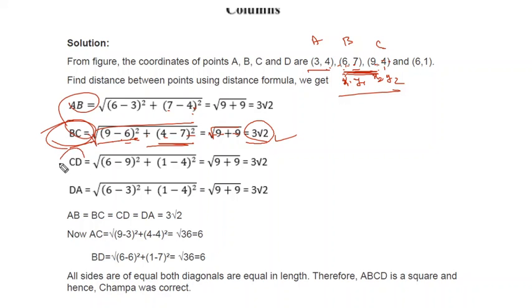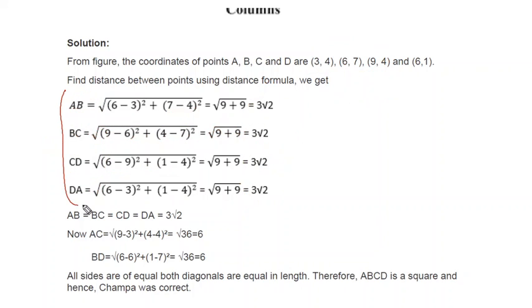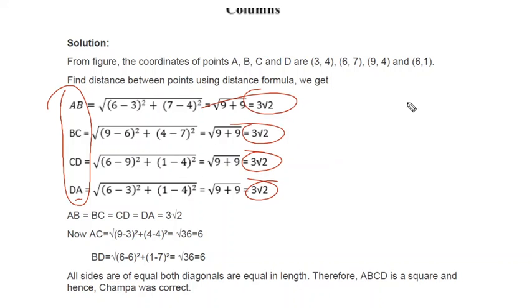Similarly we have to find the lengths of CD and AD. Then they will also be 3 root 2 and 3 root 2. Now you can see the lengths of all four sides AB, BC, CD and AD or DA are 3 root 2, 3 root 2, 3 root 2, all are 3 root 2. So all the four sides are equal here. AB equal to BC equal to CD equal to AD equal to 3 root 2. If all the four sides are equal, there is some chance of ABCD being a square.